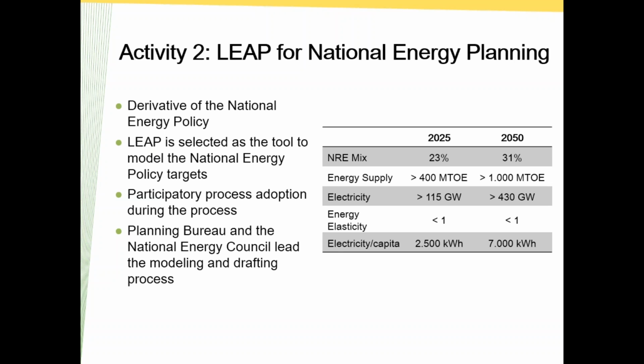During this process, we are doing a participatory process. So we develop the LEAP model, and after that we present it to the national energy stakeholders, and then they provide more insights. Because LEAP is very flexible, it's very easy for us to change the parameters and everything according to the insights or feedback from the national energy stakeholders. And the Planning Bureau and the National Energy Council lead the modeling and drafting process of our national energy planning.